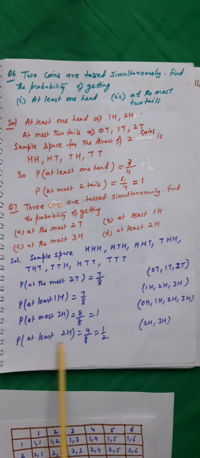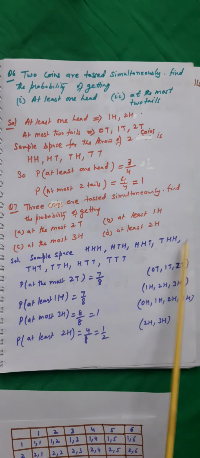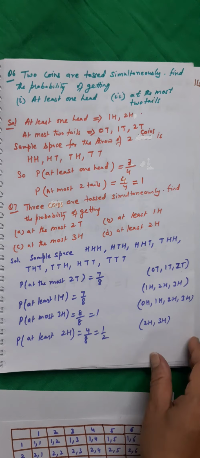Probability of getting at least 2 heads. At least 2 heads means minimum 2 heads. Maximum can be 3. So only 2 favorable conditions here. 2 conditions are favorable, not events. So 2H and 3H. Wherever there is 3H and 2H, we will count all. 1, 2, 3 and 4. So 4 are favorable out of 8. Hence the probability is 1 upon 2.